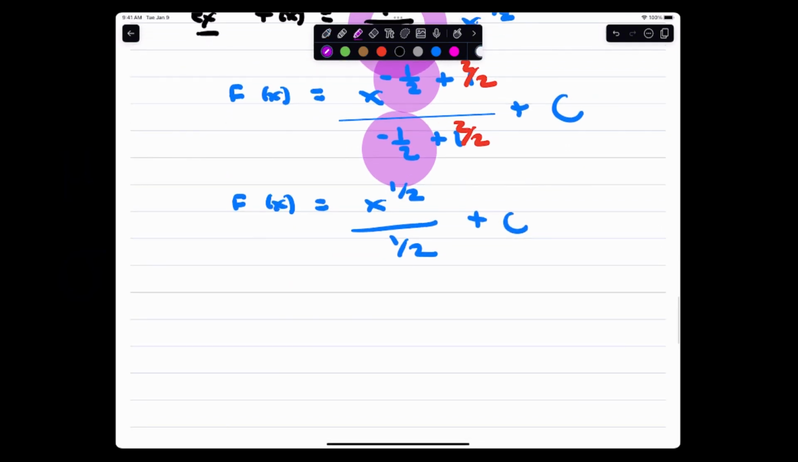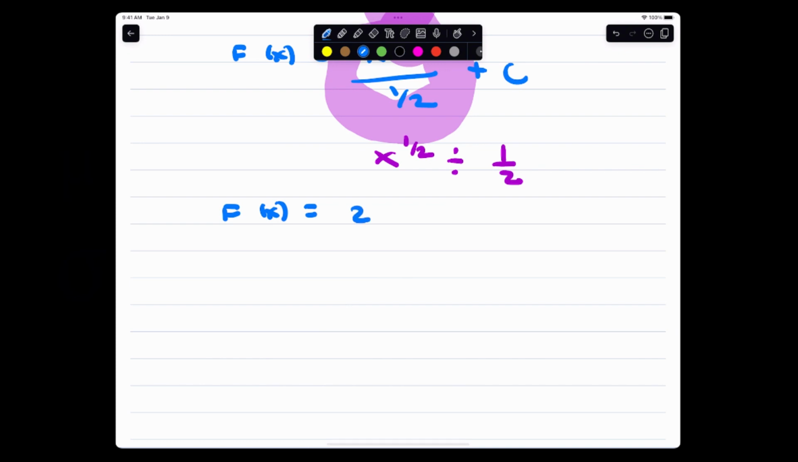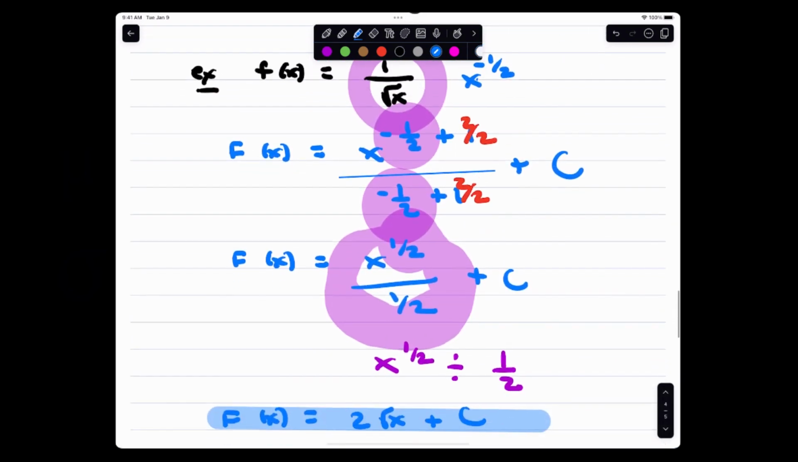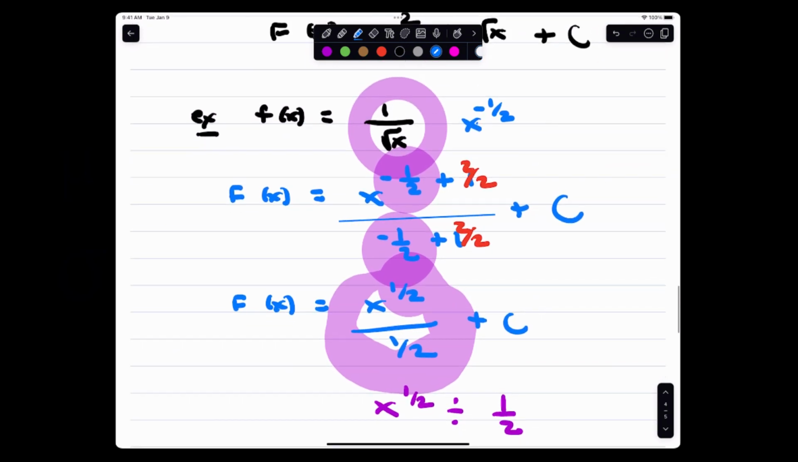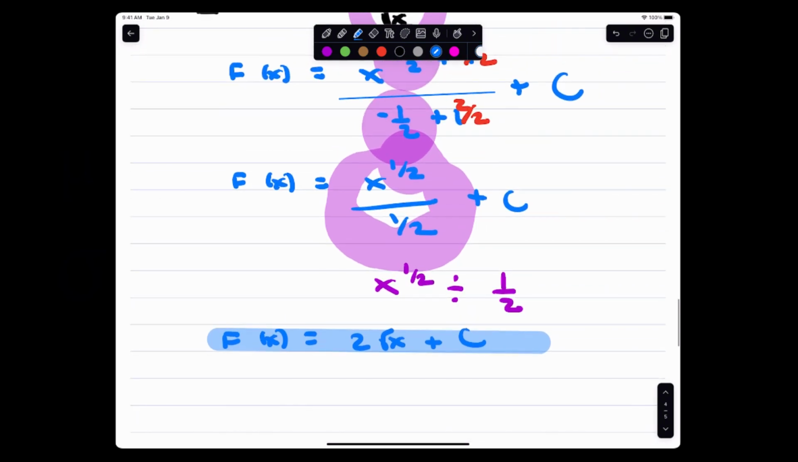And then you guys remember, you're really doing arithmetic here. It's a whole number divided by a fraction. So it's x to the 1/2 divided by 1/2. What does that give you? Isn't that going to be 2 square root of x plus c? And there it is, ladies and gentlemen. You're finding antiderivatives. What do you guys think? Easy peasy, lemon squeezy? It's just arithmetic.